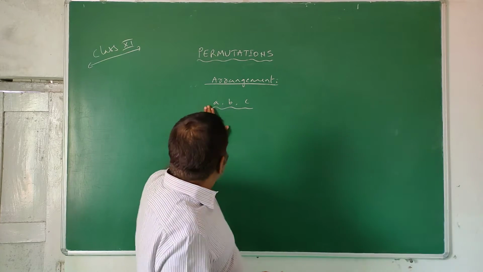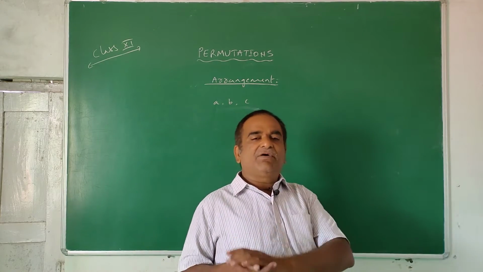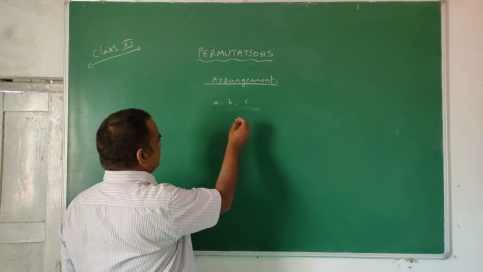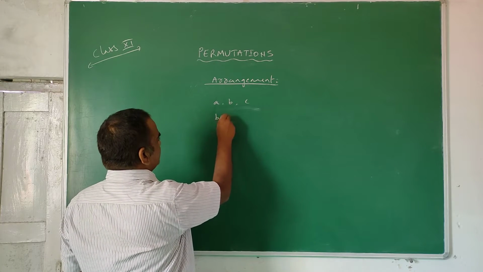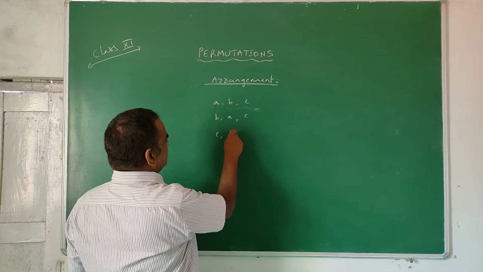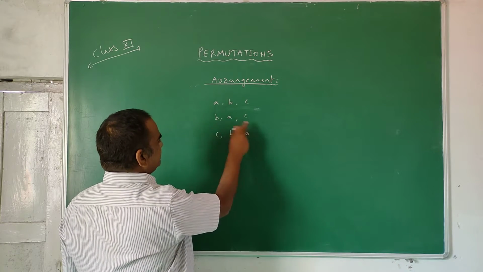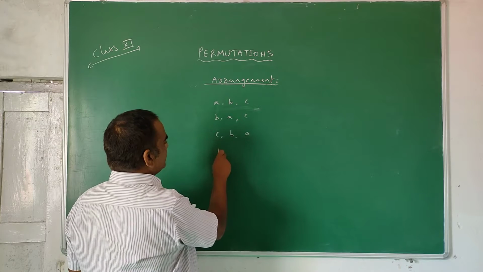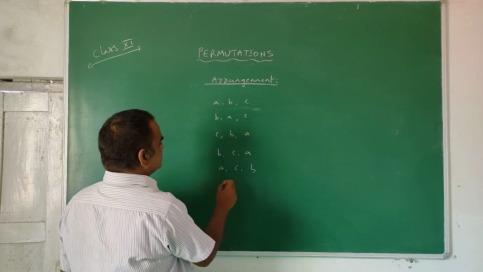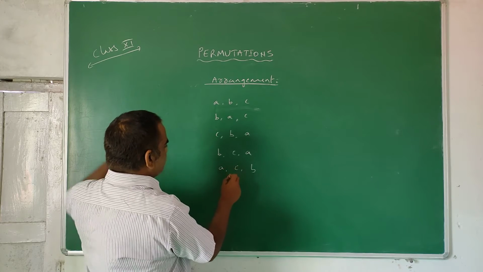If you are using all the 3 things and making the different possible arrangements, practically, in how many possible ways can you arrange them? Please observe. This is one, this is another one. ABC, BAC, CBA, BCA, ACB.